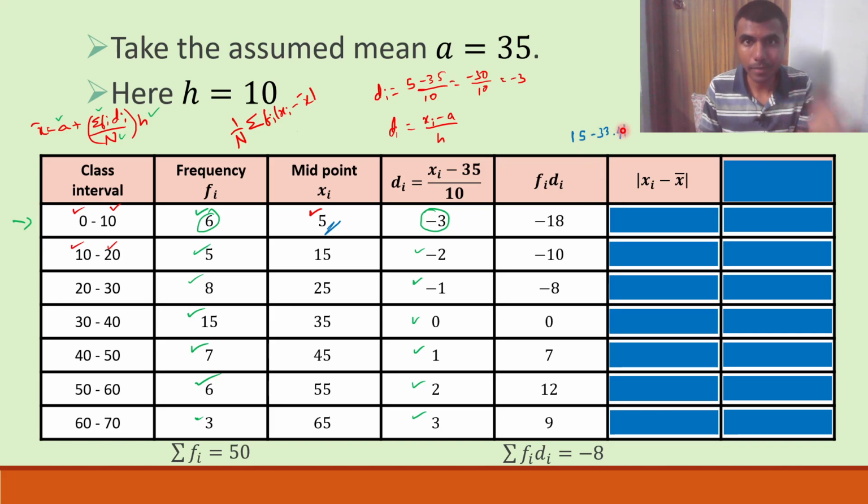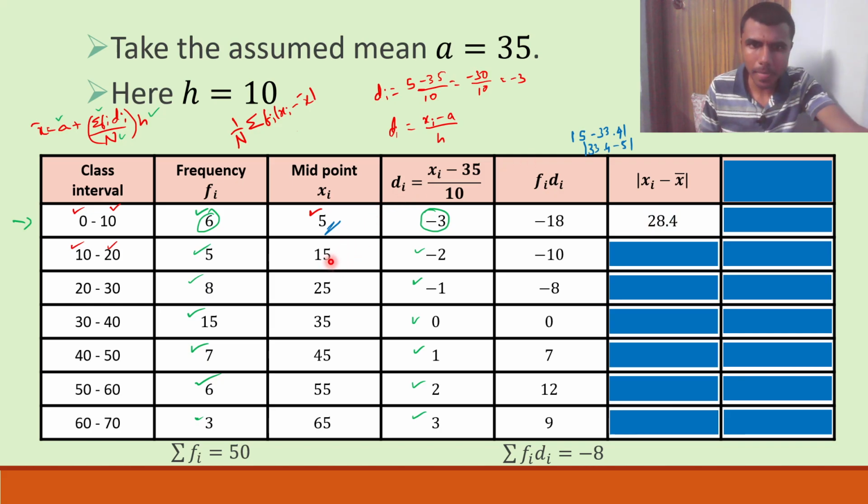What is modulus of 5 minus 33.4? Since we are within the modulus, even if you do it the other way around you will get the same answer. You can take this as modulus of 33.4 minus 5, because ultimately you will get a positive answer. Some of you might have difficulty doing this. You can ignore the decimal part, just do 33 minus 5, which is 28. 0.4 is there, so the final answer is 28.4.